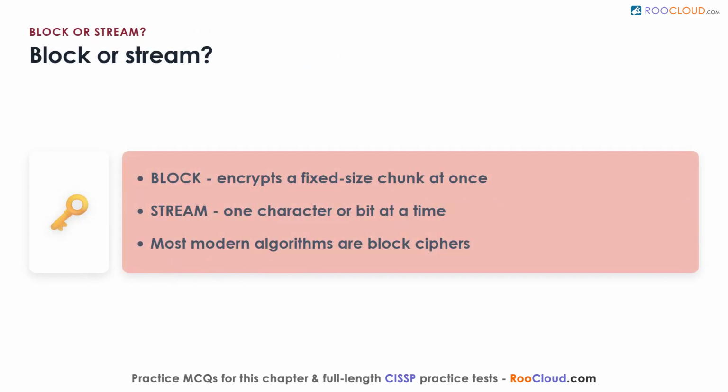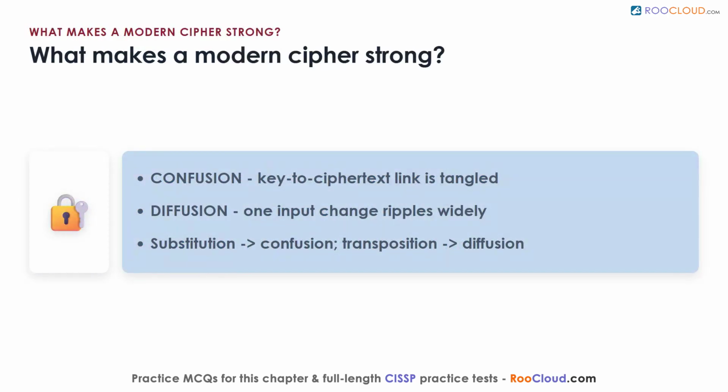Does a cipher work on whole chunks or one piece at a time? This is the block versus stream distinction. A block cipher gathers a fixed-sized chunk of the message and encrypts the entire chunk in one pass. A stream cipher works on a single character or bit at a time, flowing continuously. Most modern algorithms are block ciphers, though a stream cipher can be adapted to buffer data and encrypt it in block-like batches. Think of a bakery. A block cipher boxes a full dozen at once, while a stream cipher hands over one cookie as each leaves the oven.